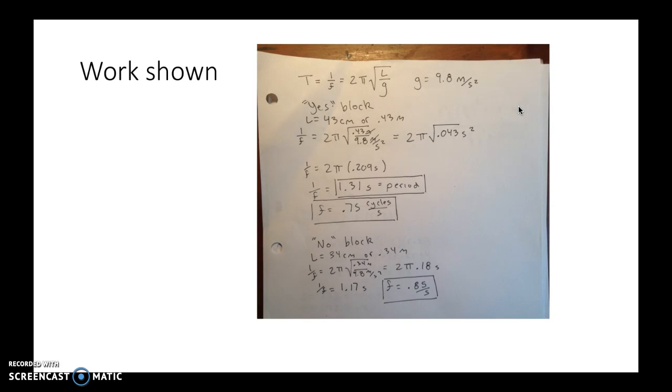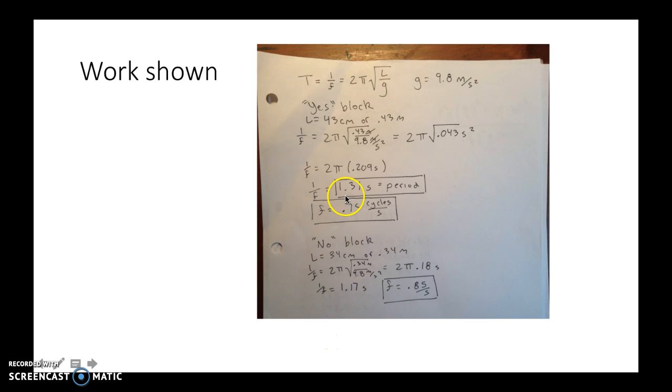So this is the work shown. I'm using the equation T, period, equals 2 pi times the square root of L over g. I'm using 9.8 meters per second squared for gravity. For the yes block, the length of the string I measured to be 43 centimeters or 0.43 meters. Plugging that in and solving for f, I have that the frequency is 0.75 cycles per second, or that the period is 1.3 seconds, meaning that if I move the device one oscillation in 1.3 seconds, it'll cause the yes block to move.